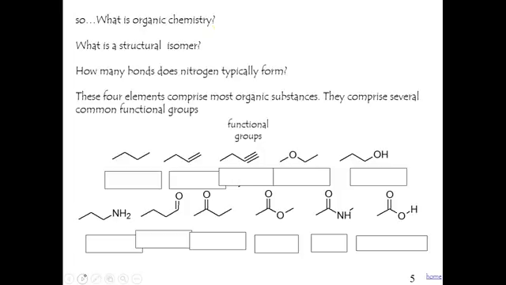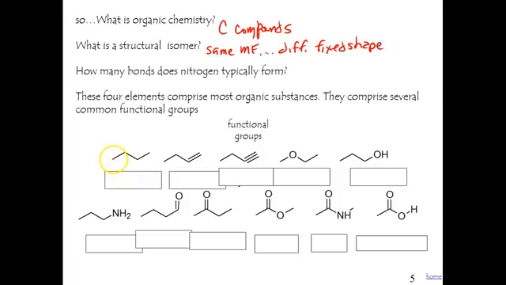Okay, let's review. What's organic chemistry? The study of carbon compounds. What are structural isomers? Well, they had the same molecular formula, but they had a different fixed shape. I say fixed because I hope you're starting to realize that if I just take the hydrogens on something like butane, like this, they're free to rotate around. And so if I try to show them as being different angles, that's not an isomer. Things have to be a different fixed shape, and that comes with a little bit of practice.